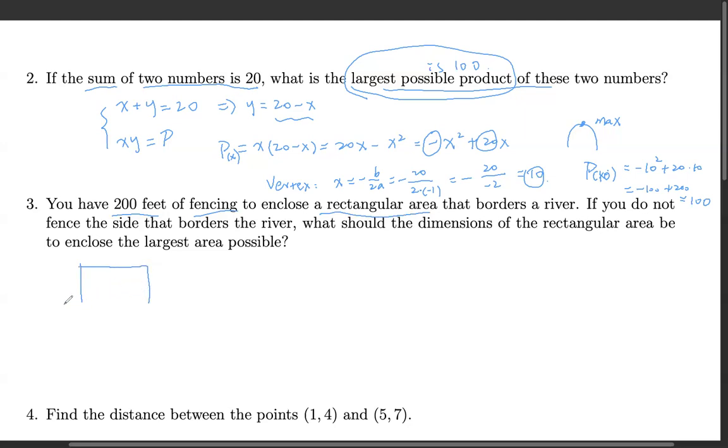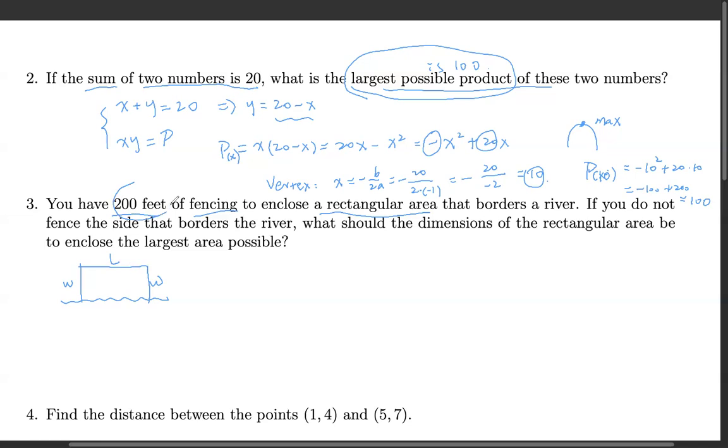That bordered a river. Let's see, this side is a river. If you do not fence the side and the border is a river, that means this side doesn't need a fence. We only have to fence this, this, and this. Let's call the shorter side the width and the longer side the length.